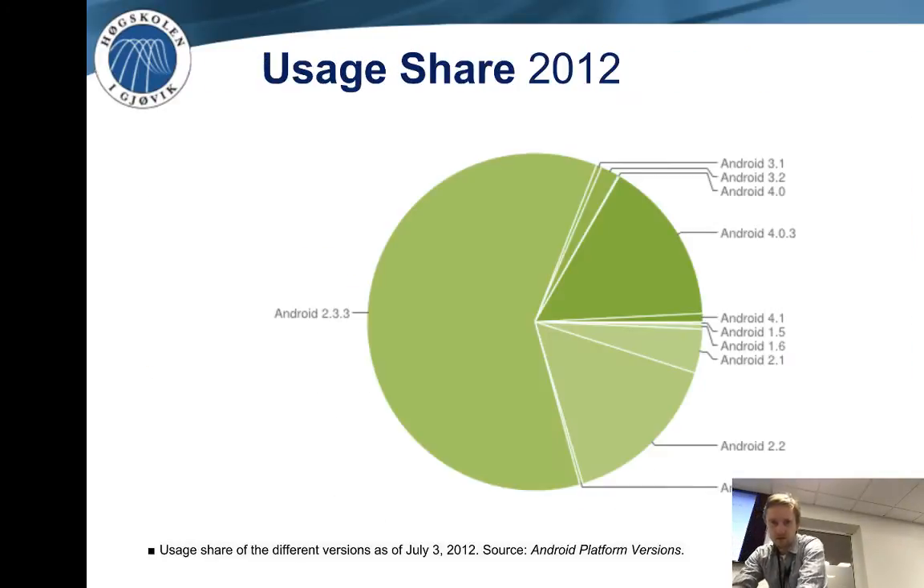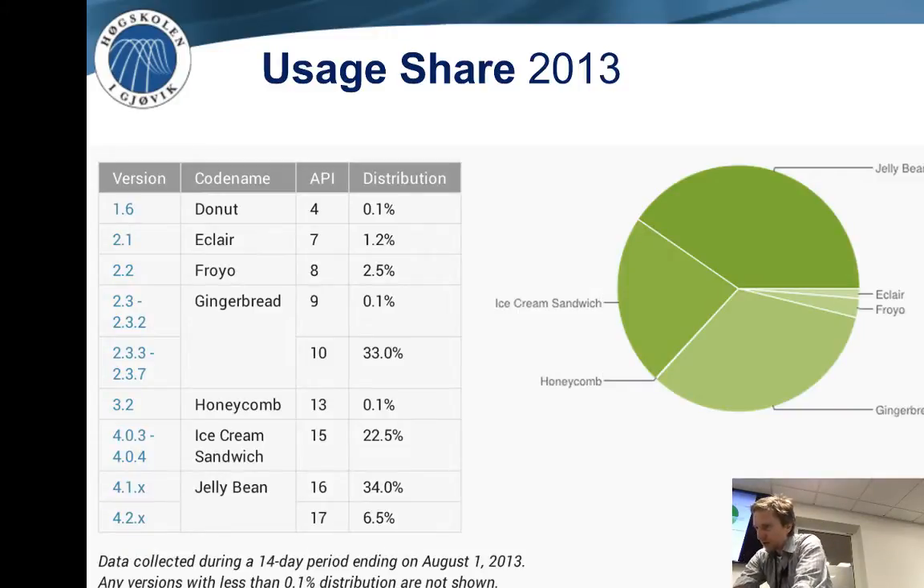All right, so then we have, as you see from 2012, a historical account of how the market share was. So at the end of 2012, most people were using 2.3.3, okay? Then there was a shift over, and you see here we have the 3.0 and 3.1 were really just developer versions. They were not really released for the public, and a lot of manufacturers never used it, right?